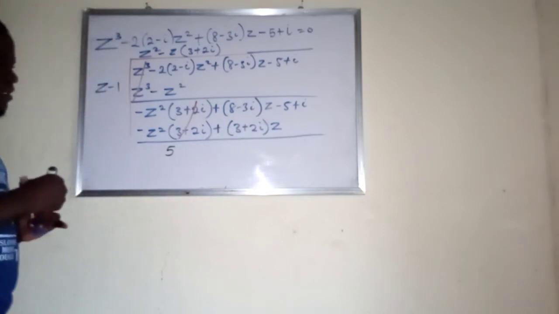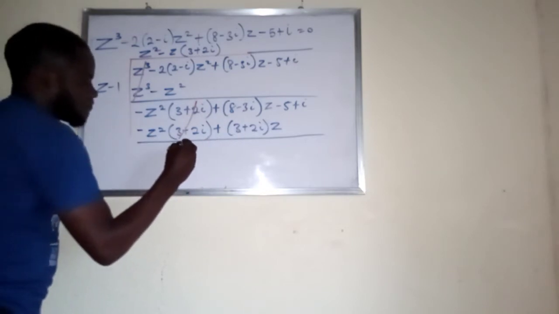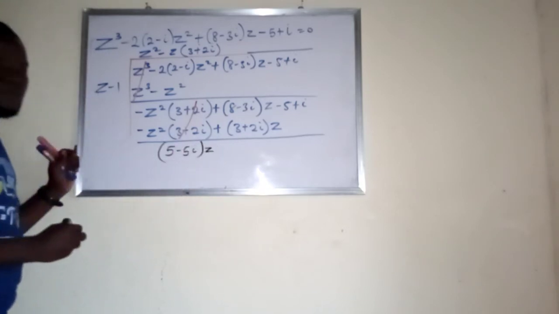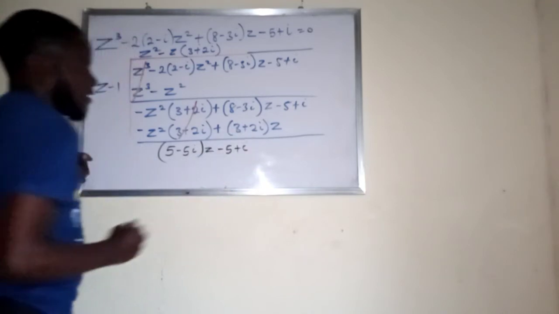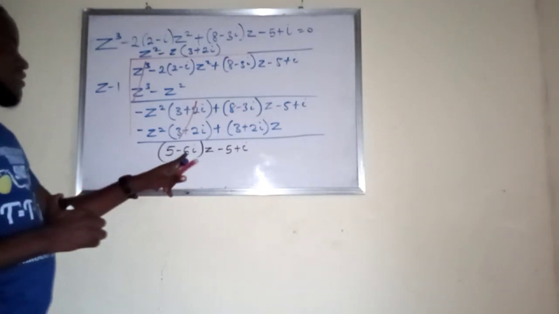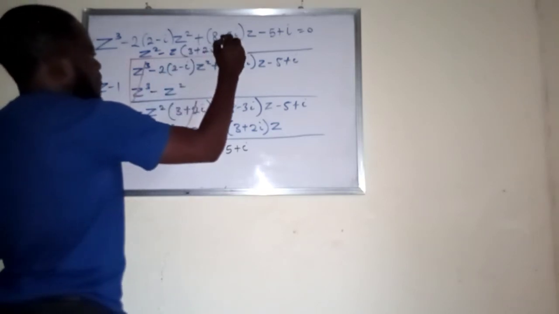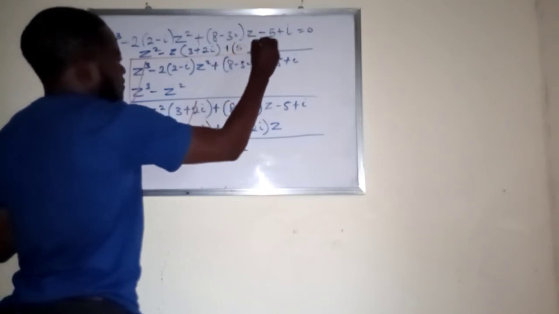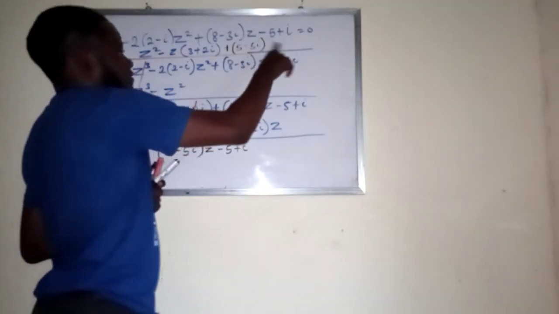Sorry. Oh, yes. Because this will become minus, then this one will also be minus. So this will become what? Minus 5i times z. And this one will remain minus 5 plus i. So if this should be the case, to multiply this, I will have what? I'm going to have plus 5 minus 5i times z. Sorry, minus 5 minus 5i rather.